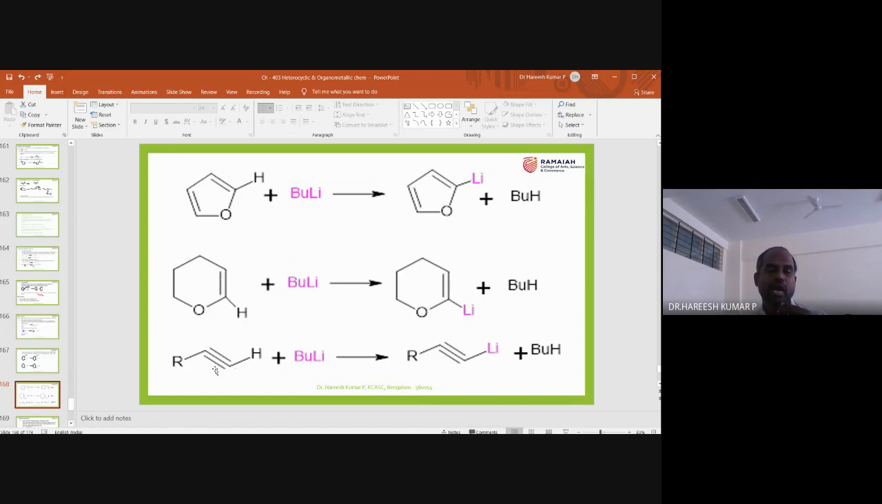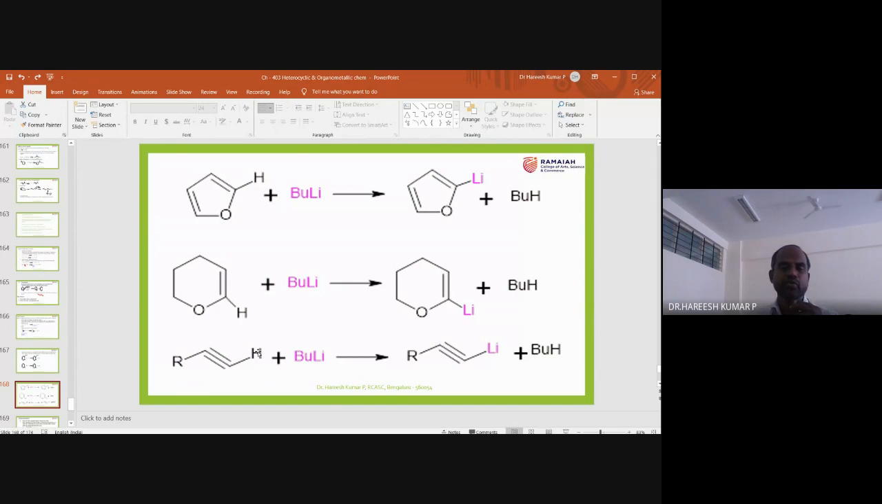And this is an alkyne compound, containing a triple bond. When it is treated with butyl lithium, there will also be a lithiation. This proton is acidic in nature because it's an acetylene proton. This proton can be captured and lithium will form here. It's a lithiation.